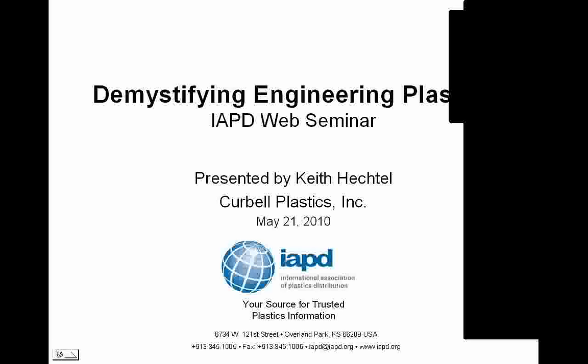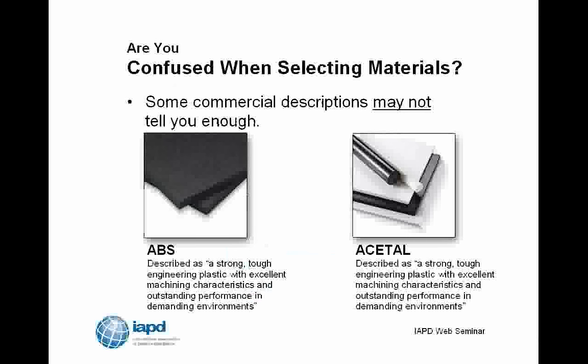So we have an example here of a description of a common commercially available plastic, ABS. And it's described as a strong, tough engineering plastic with excellent machining characteristics and outstanding performance in demanding environments. We also have a commercial description of acetal, described as a strong, tough engineering plastic with excellent machining characteristics and outstanding performance in demanding environments. And clearly, when you look at that qualitative description, it applies to both plastics, and it makes it very hard to choose between the two plastics for an application.